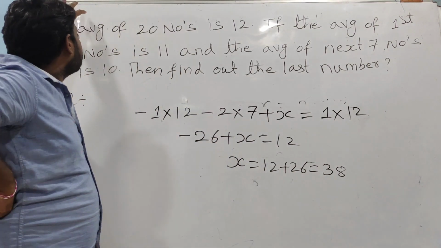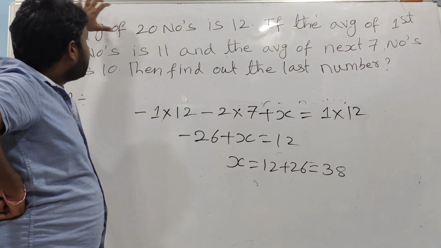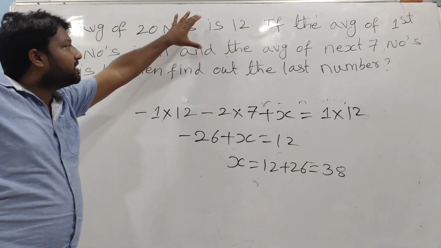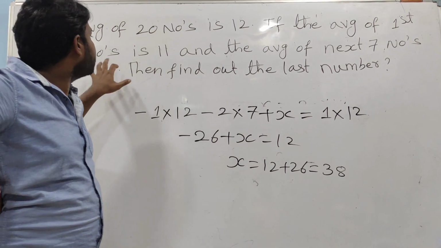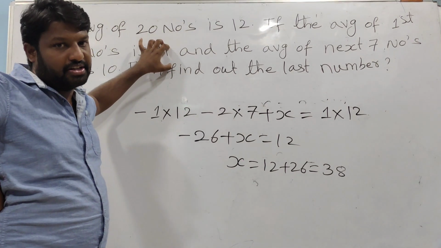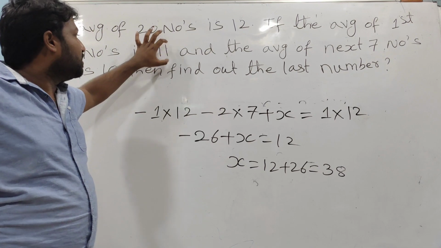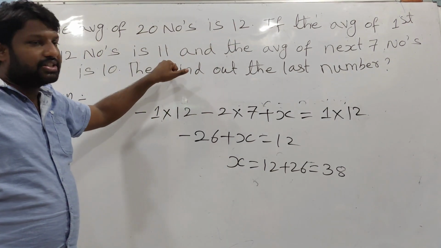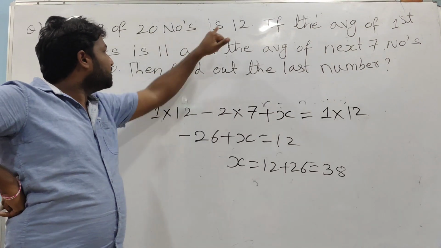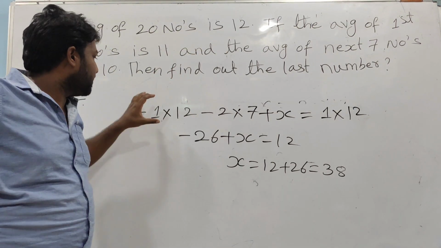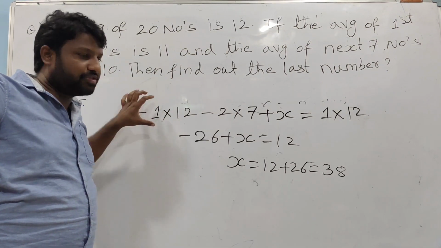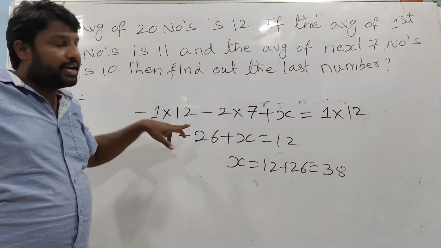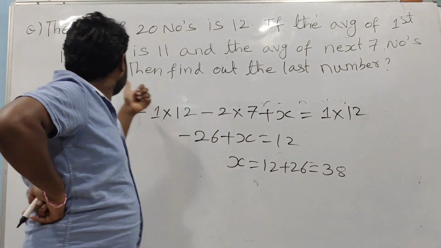What I have done, see, once again I will explain this. The average of 20 numbers is 12, so total 20 numbers are there. Out of this, the first 12 numbers' average is 11. So I will compare with the total average. Total average is 12, first 12 numbers' average is 11, so it is less by 1. If it is less, you have to take minus. How much is it less? 1, for how many numbers? Into 12.